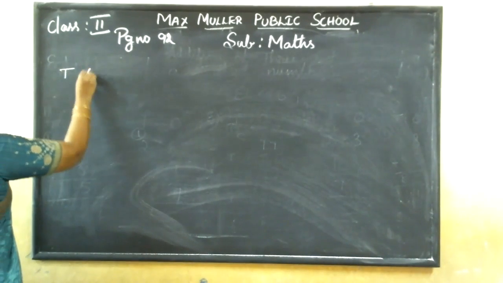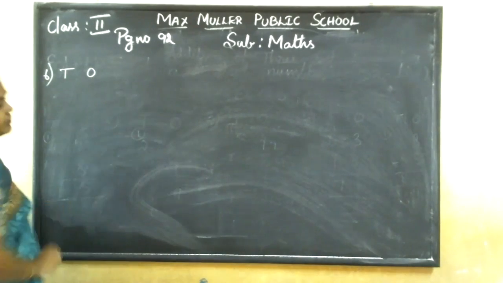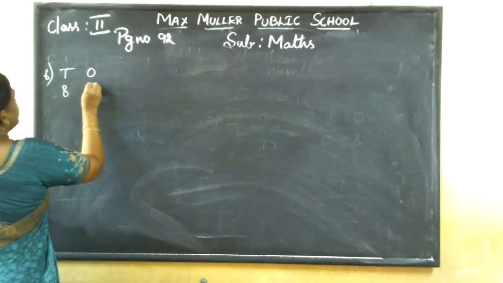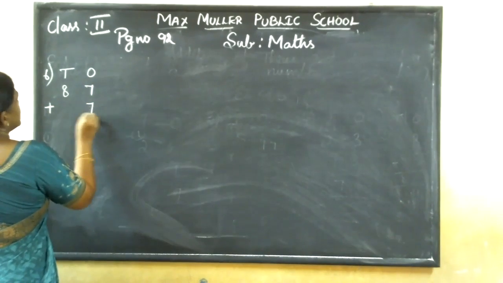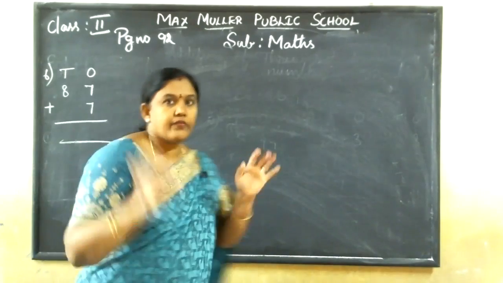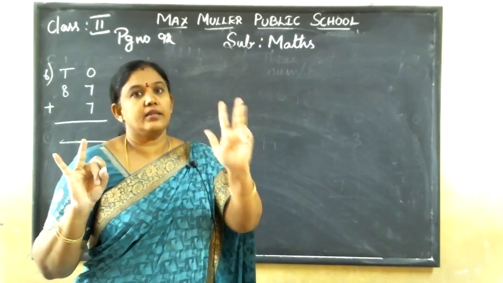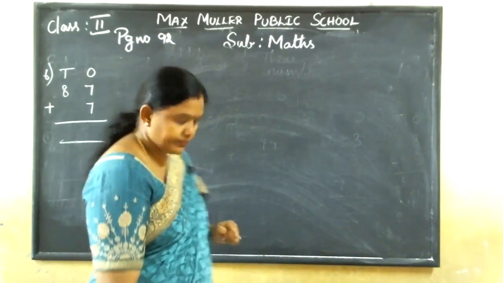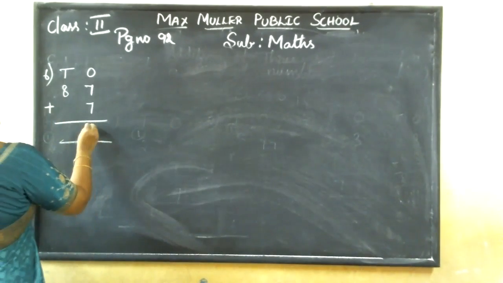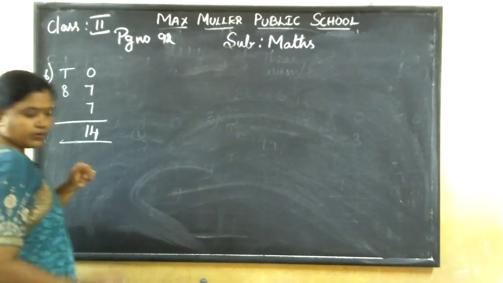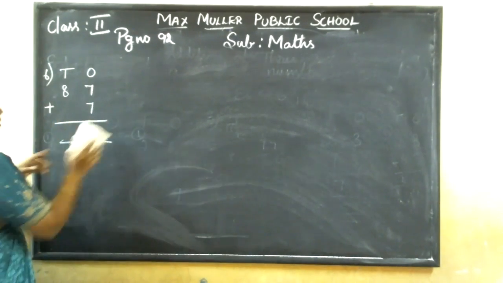Tens, ones. 6th one, this one. 87 plus 7. 87 plus 7. See, 7 in the mind, 7 in the finger. After 7, 8, 9, 10, 11, 12, 13, 14. Is it correct, children? No. It's not correct.